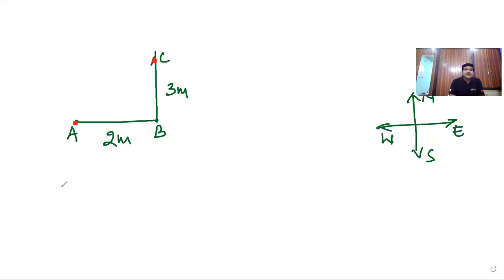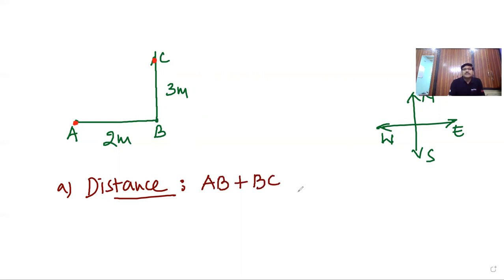Now, what is the distance covered? The first one is asking distance. Distance is nothing but path length traveled by the man. AB, A to B and B to C. Path length. So AB plus BC. This is AB 2 meters plus 3 meters BC. 5 meters is total distance. Yeah. In the second thing, it requires displacement.